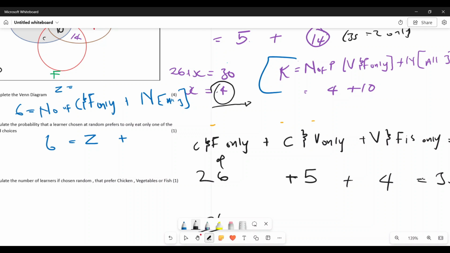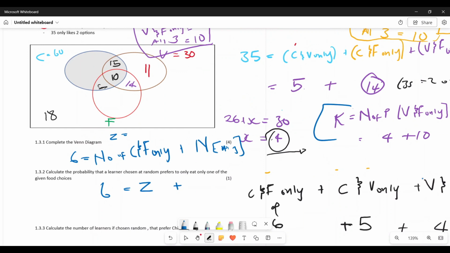Now the value that I'm going to substitute here should be the number of people who like chicken and fish only plus the number of people who prefer all three. So the number of people who prefer chicken and fish only is 26, plus the number of people who prefer all three, which is 10. So the number there should be equal to 36. So here I have 36 people. Now I'm left with determining my values for people who like chicken only as well as those people who like fish only.